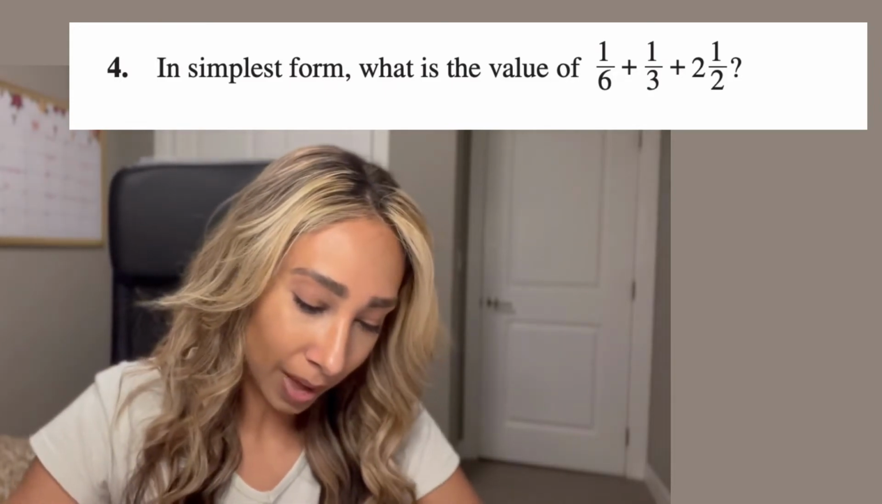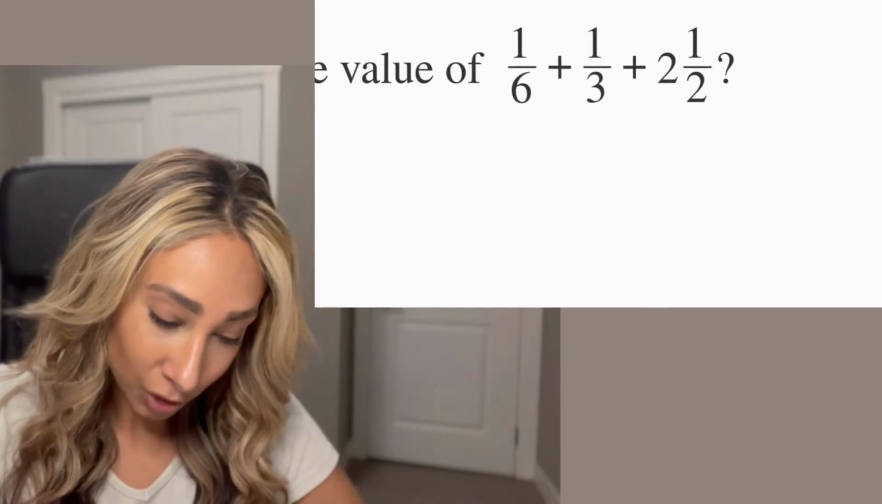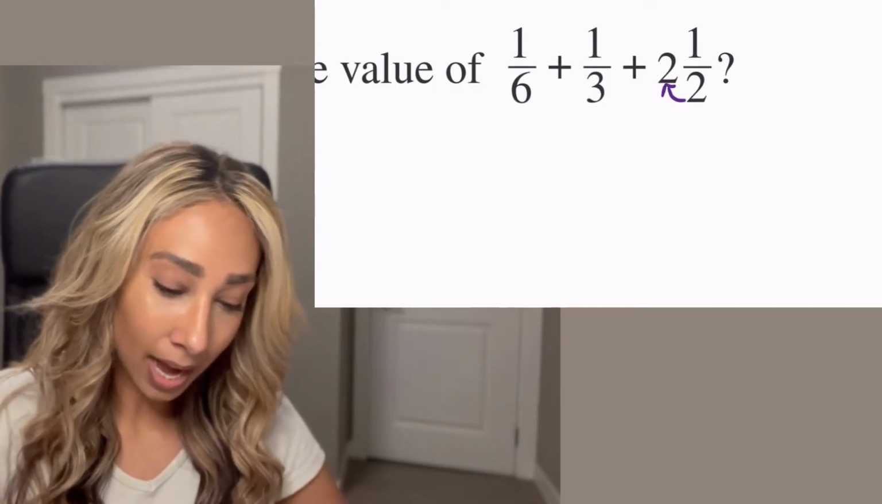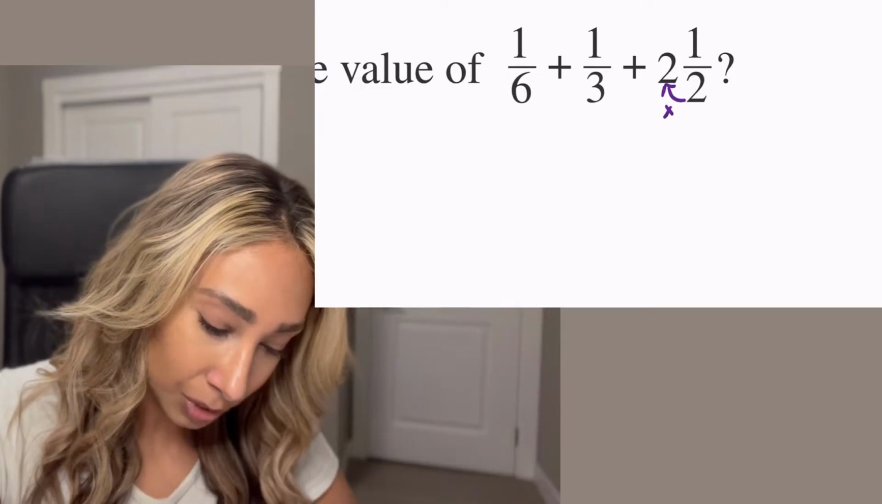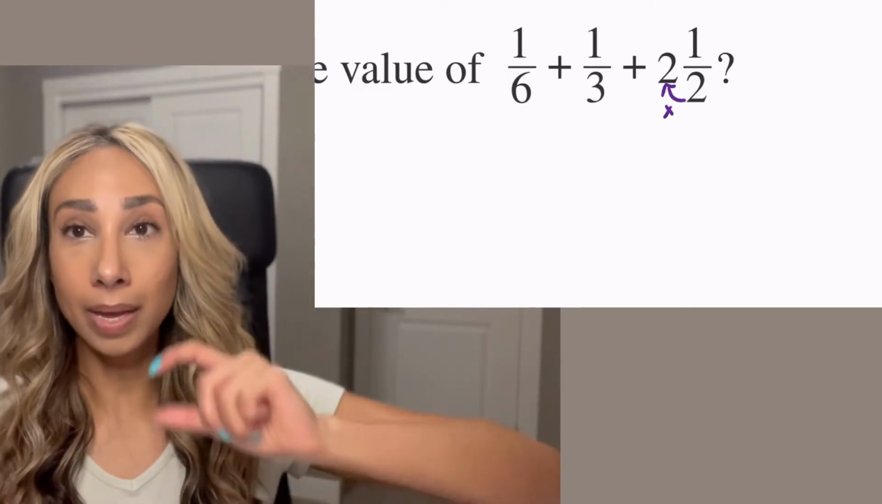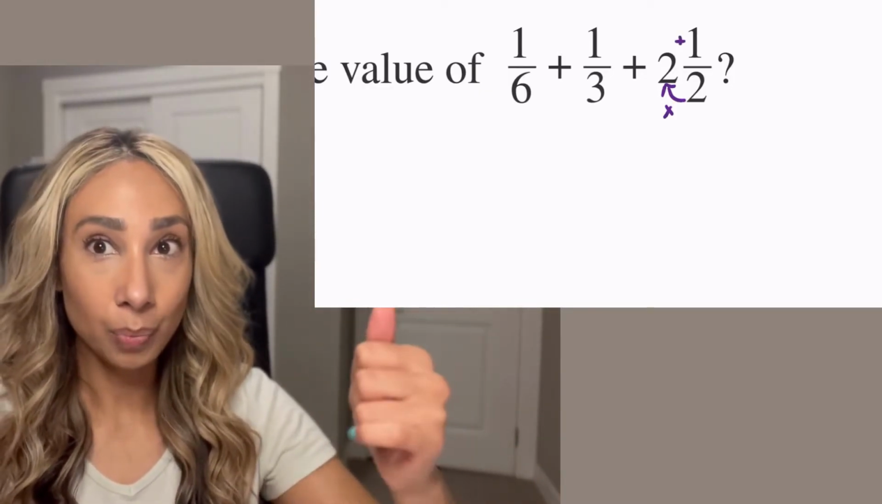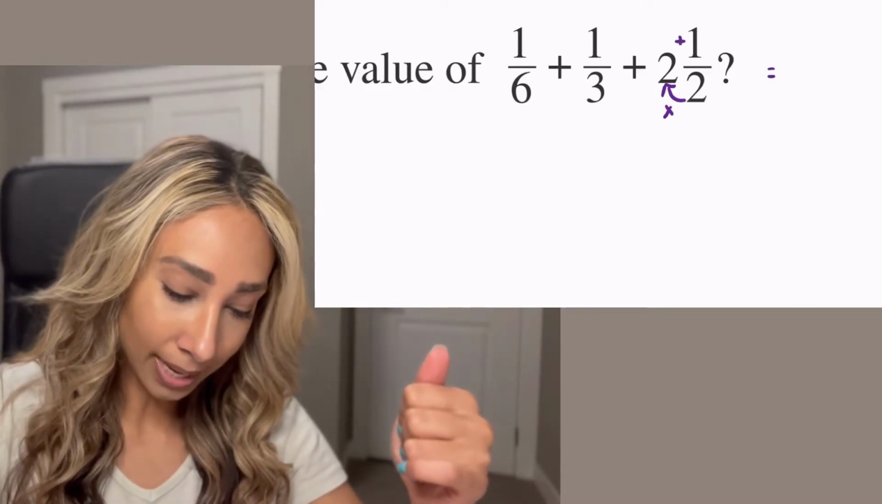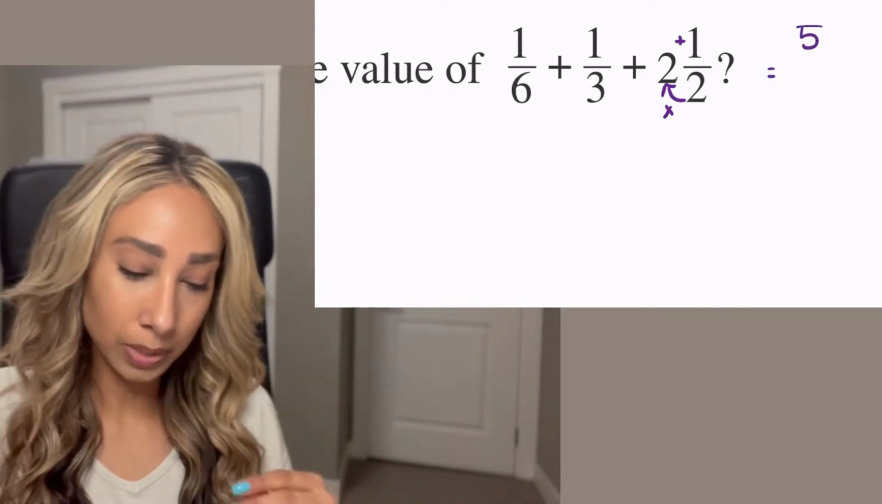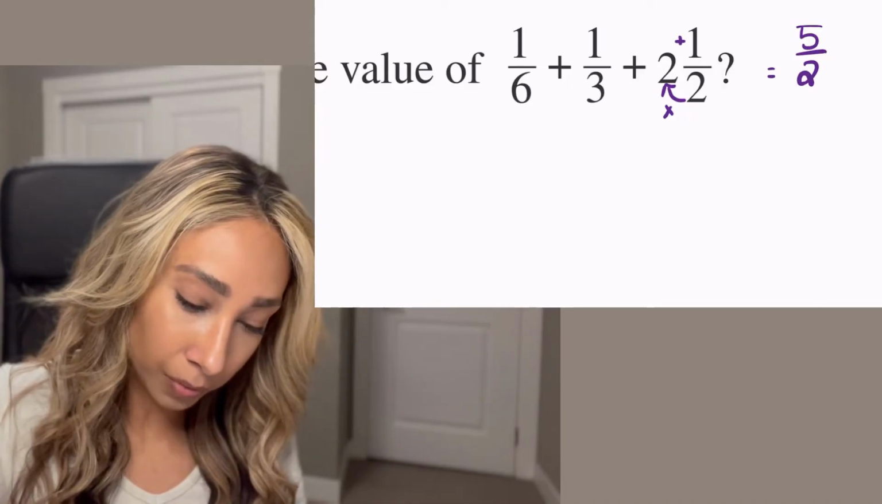So the way I'm going to do that, sorry, it's a little glitchy today, I'm going to try and zoom in on that. We're going to multiply that whole number by the denominator and then add the numerator on top. So what that gives me is 2 times 2 is 4 plus 1 gives me 5 over 2.